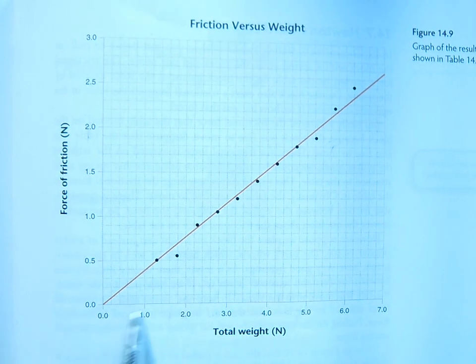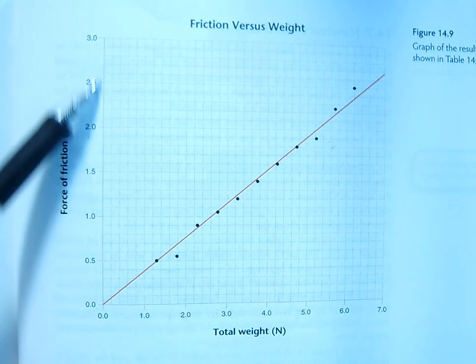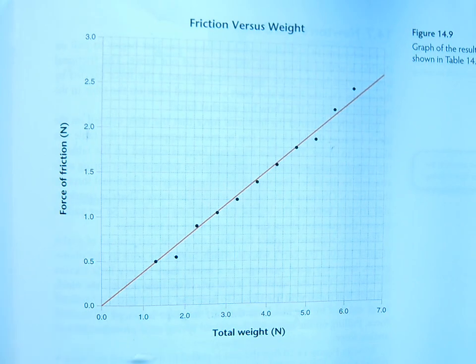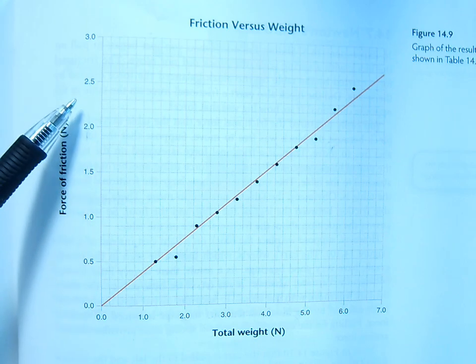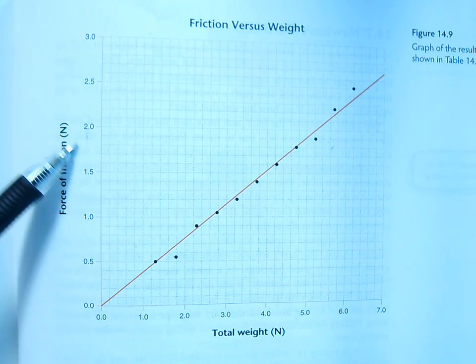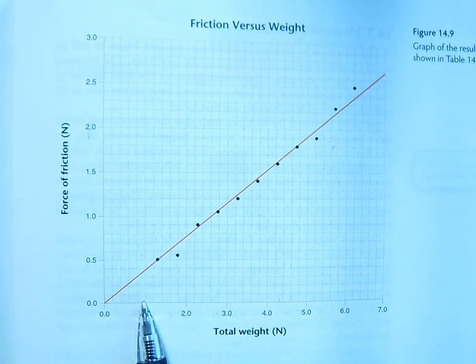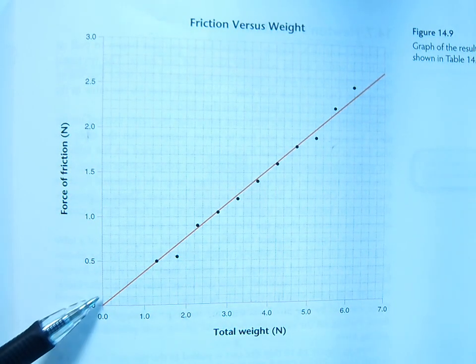Here's the graph. So what they did was they took that little block and they just added weight to it. So we have 1 newton of weight, 2 newtons, 3, 4, 5, 6, and 7 newtons. So we continued to add weight to it and then measured how much friction there was between the block with the weights on it and the table. And so the force of friction is basically how much force do we need to apply to get it to move, and that's exactly equal to how much friction there is between the two surfaces.